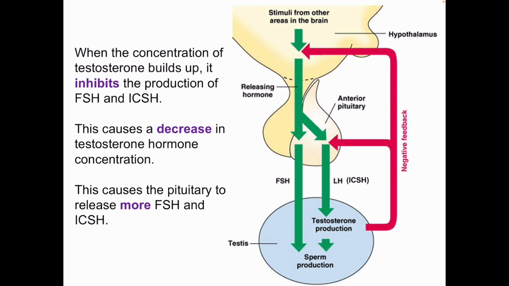This diagram just summarises that in a slightly different way. When the concentration of testosterone builds up, it inhibits the production of FSH and ICSH from the pituitary. This will then cause a decrease in testosterone concentration, which will cause the pituitary to release more FSH and ICSH. And with this negative feedback control, the levels of testosterone are kept within set limits. They do not get too high, nor do they get too low.